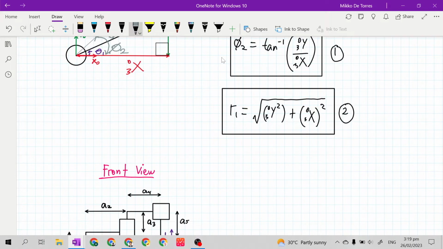To solve for phi1, phi1 is equals to inverse cosine.